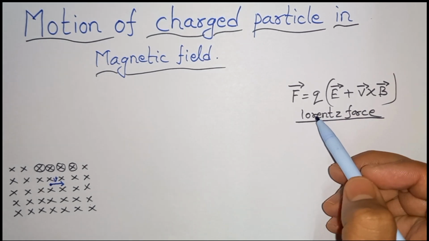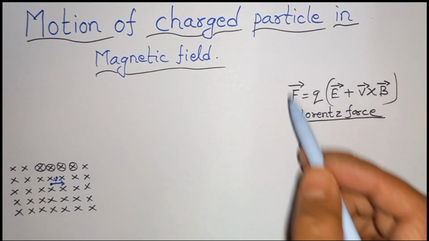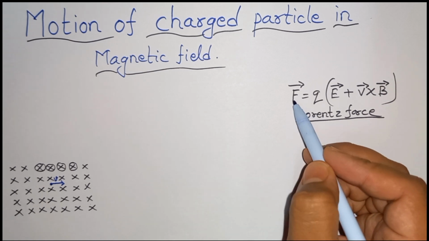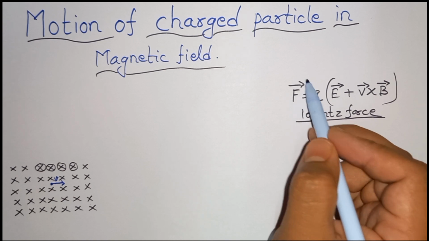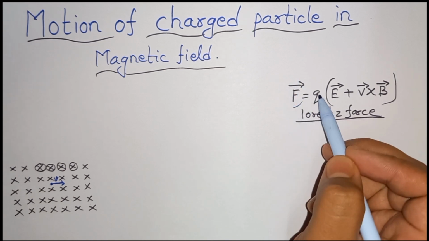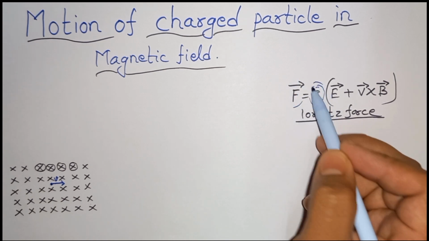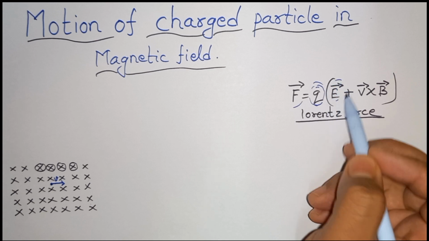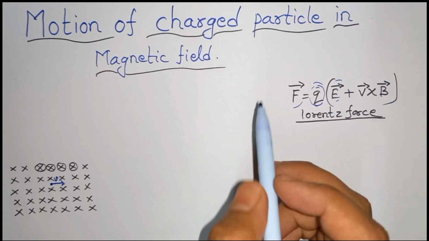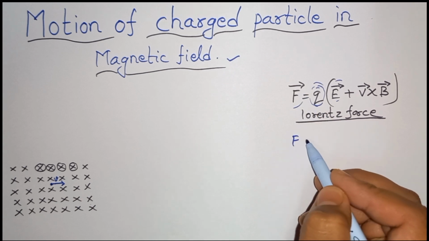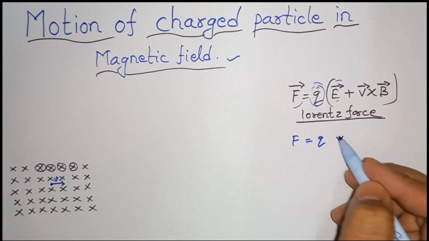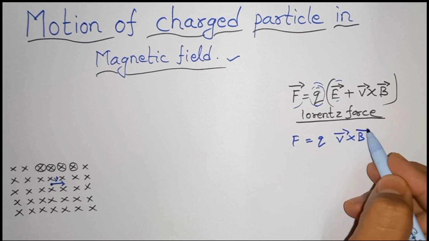I want to justify this Lorentz force a little bit. F is equal to Q (E plus v cross B). It gives the force which will be experienced by a charged particle Q when it is kept in an electric field E or in a magnetic field B. So here we are talking about a magnetic field, then we can modify this formula as F is equal to Q (v cross B).